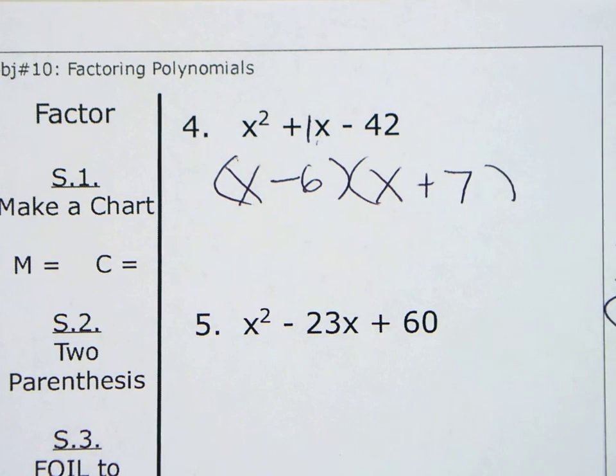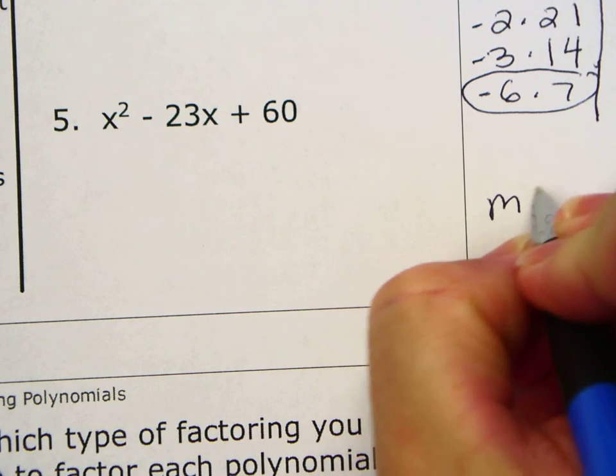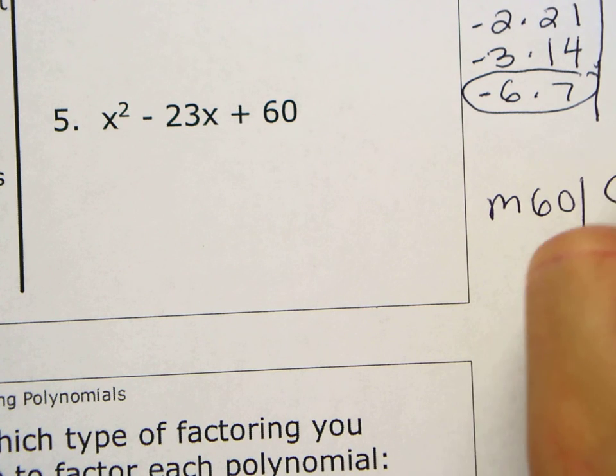Okay. And number 5, x squared minus 23x plus 60. This time we are multiplying to 60, combining to negative 23.